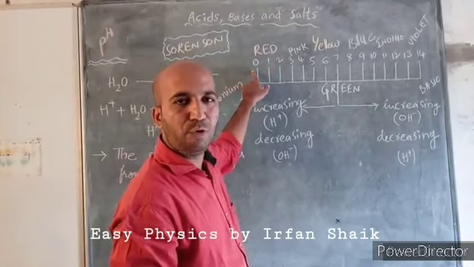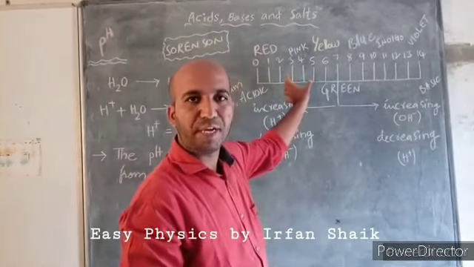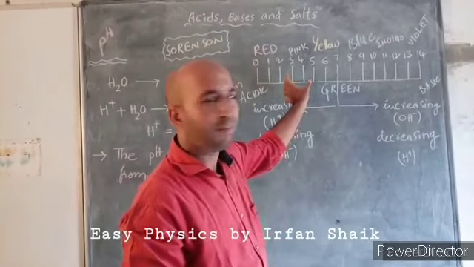Suppose we dip a pH paper into a solution and the color changes to pink. Then what will be the pH range of that solution? It may be between 3 and 5. That means it is a weak acid. If the pH paper color changes to yellow, its range will be between 6 and 7. That means it is a very weak acid.